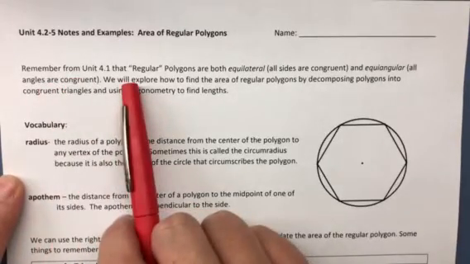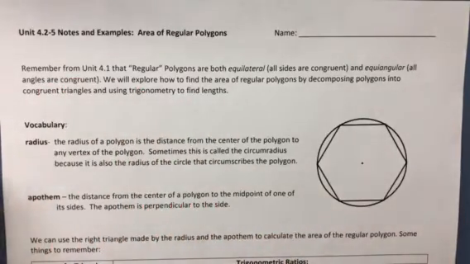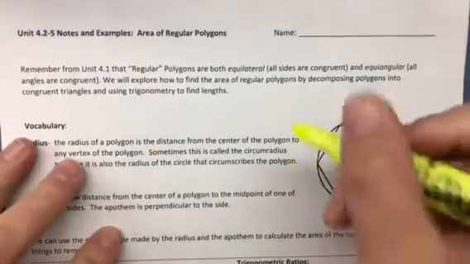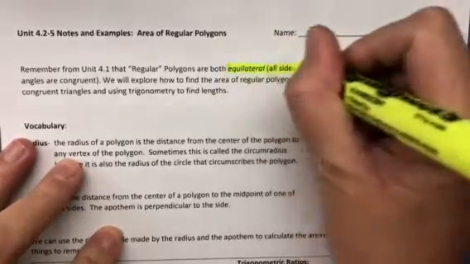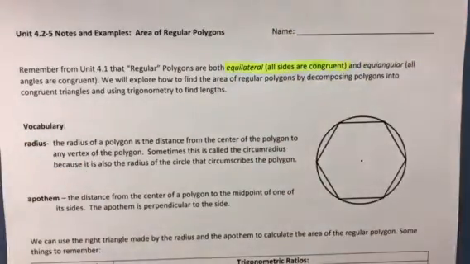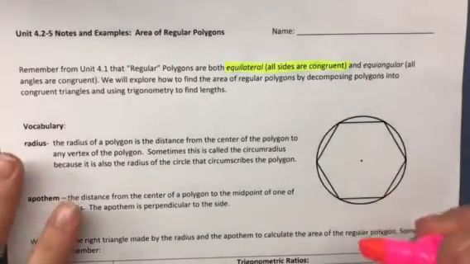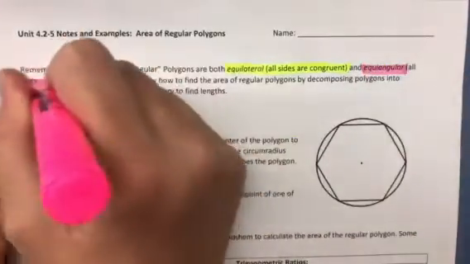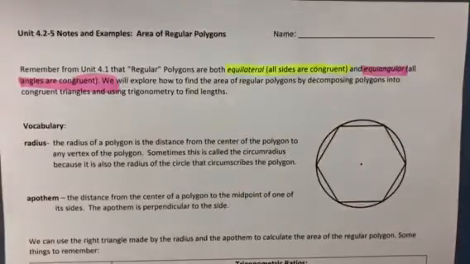Remember from our last unit that regular polygons are both equilateral. So when we say equilateral, that means all of the sides are congruent. And regular polygons are also equiangular, meaning that all of the angles are congruent. So that's going to be something important to remember when we are finding the area of regular polygons today.